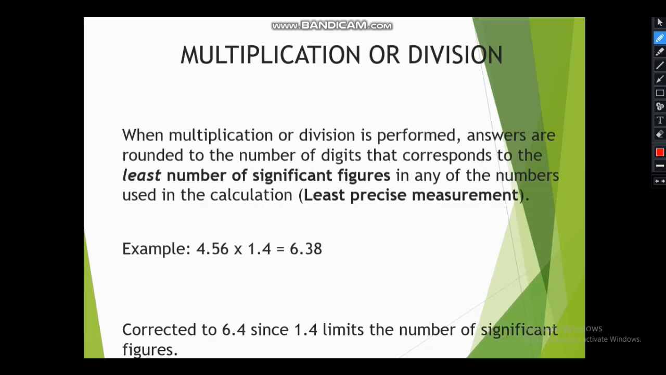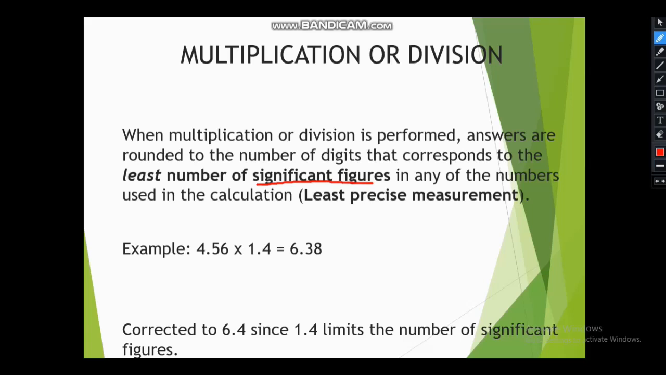Let's look at when you are multiplying or dividing. When you are multiplying or dividing, we are saying you should look at the least significant figures. So the least significant figures will help you to arrive at the correct rounded off answer. So there's this difference, as we have noticed. When you're adding and subtracting, we are looking at the least decimal place. When you are multiplying and dividing, we are looking at the least significant figures.